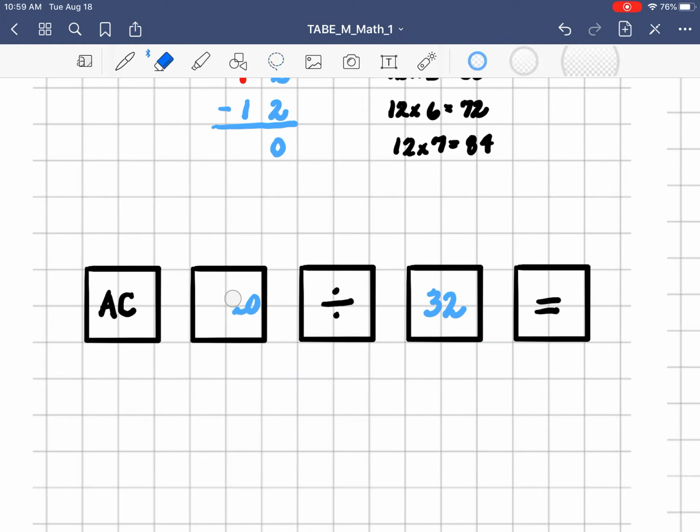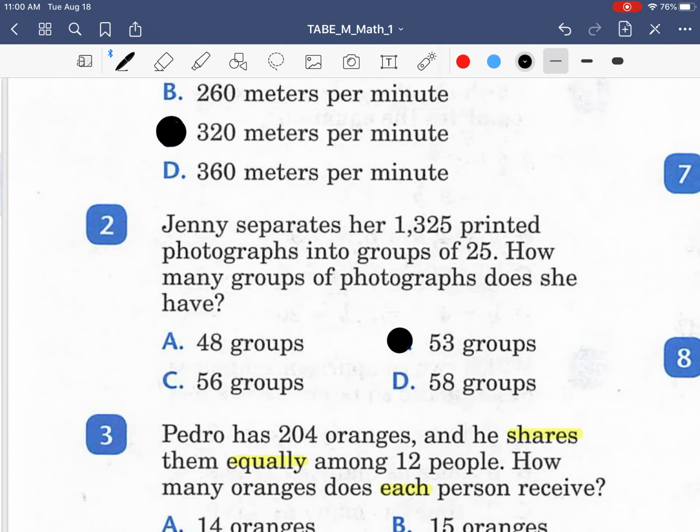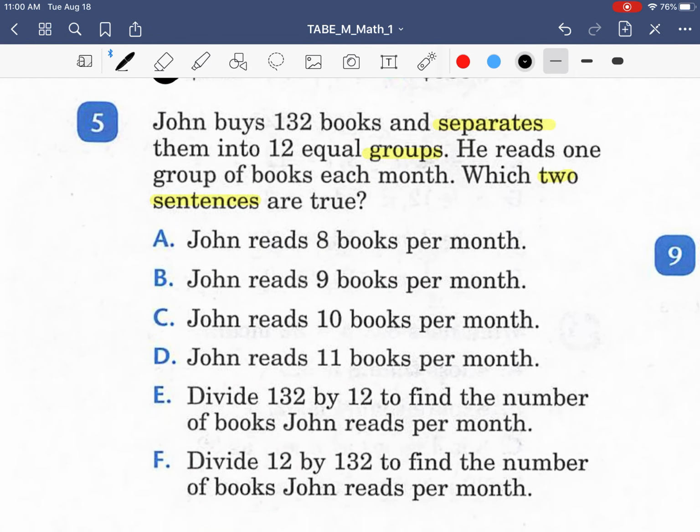Your dividend goes first. So in this case, that is the 132. And your divisor second, and you get an 11 for the answer. So let's go back over to the problem and see what we're dealing with here.